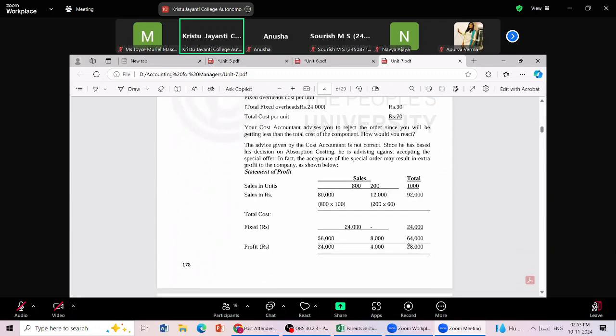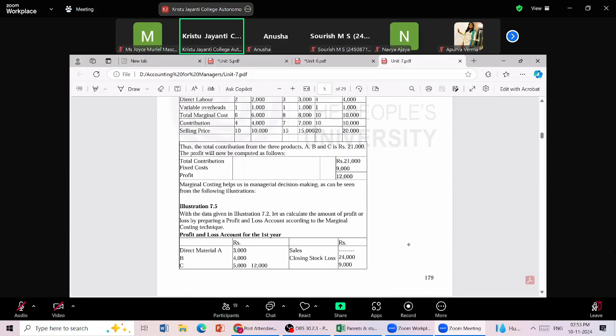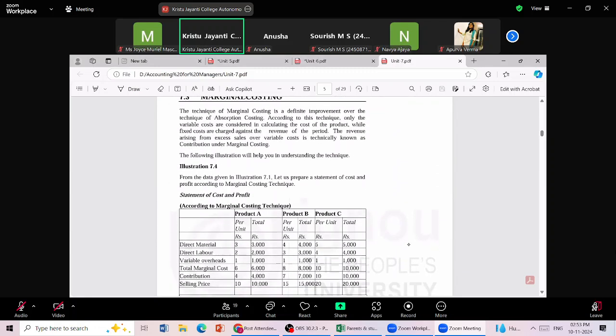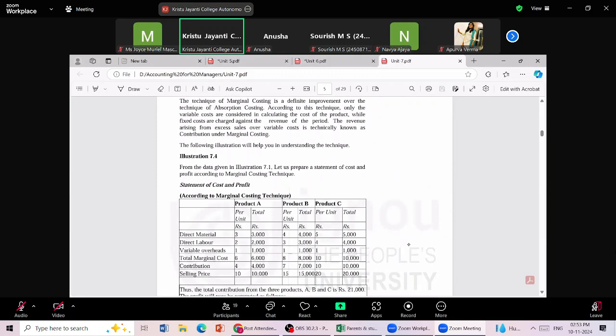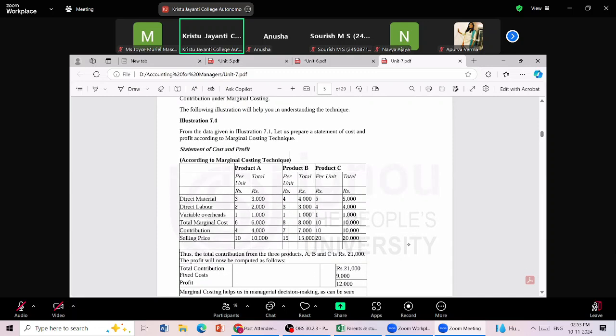So this is the difference between marginal costing and absorption costing. Here you can see the marginal costing. When you look into marginal costing, here you don't consider the fixed cost. Here you consider only the variable cost in marginal, whereas in absorption costing you consider all the cost together. So here you can see the data, direct material, labor.